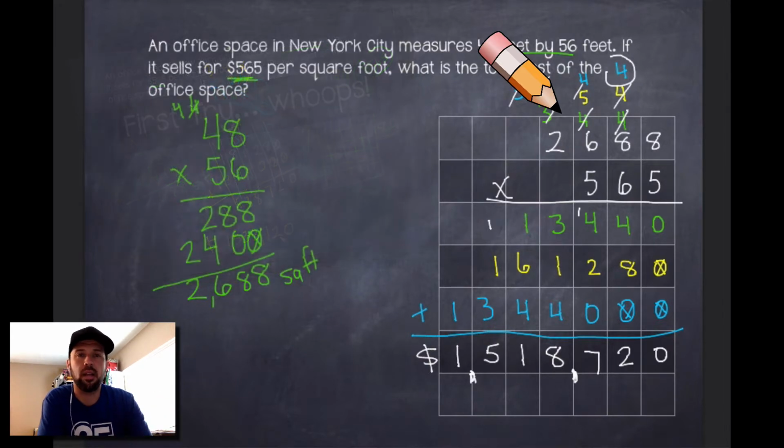So take your time. It's not a race. Make sure that you're doing it right. Make sure that you're lining things up properly. You're regrouping when you need to. And make sure of your multiplication facts. When it comes down to it, you got to make sure you're multiplying correctly all the way through. So that's the answer you should get for that one. That's what the total cost for the office space is going to be. Not too shabby, right? Let's try one more of these.